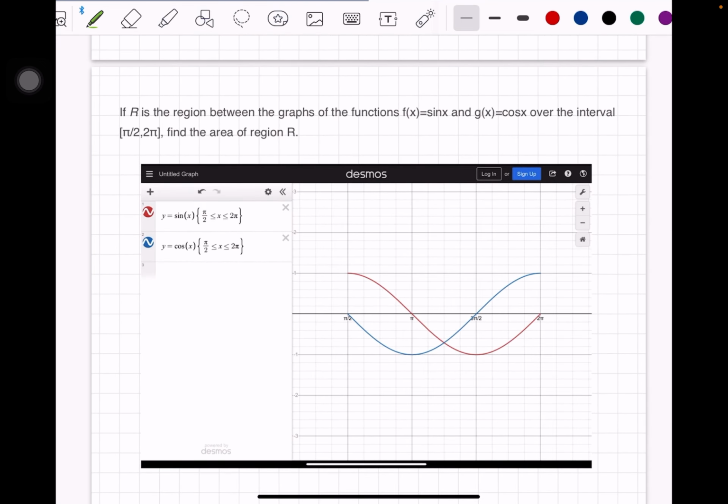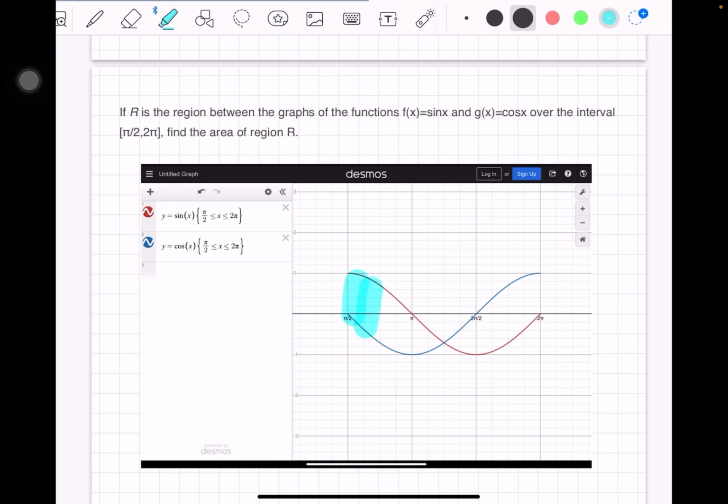Now we have another one. For this example, we have trig functions, sine of x and cosine of x, over the interval pi over 2 to 2 pi. So using decimals, I graphed them with the restricted domain pi over 2 to 2 pi. You can see that's the graph. So it's supposed to be very straightforward.